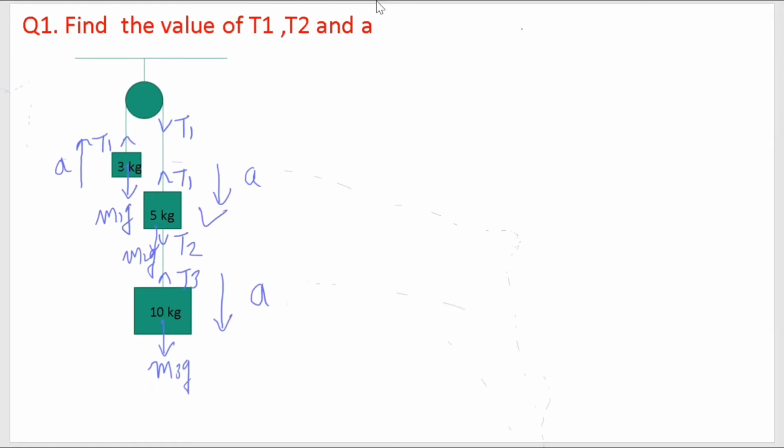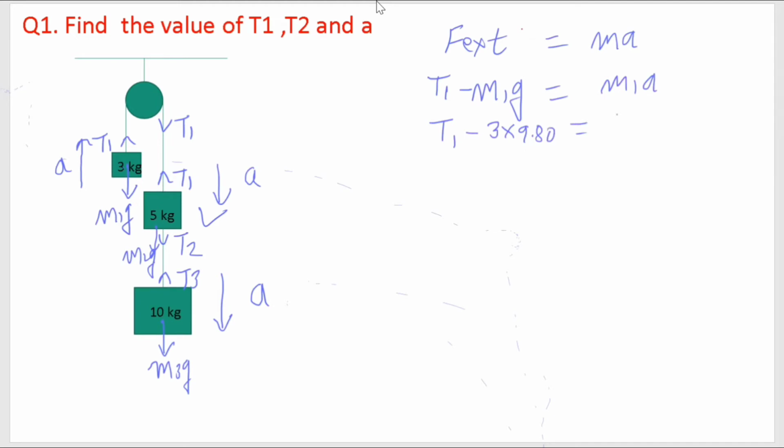because here the motion is constant motion. Now apply Newton's law of motion on the first mass. Newton's law of motion is F external equals ma. For the first block, T1 is in the upward direction, so T1 minus M1g, the gravitational force in the downward direction, equals M1a. So here T1 minus 3 into 9.8 equals 3a, where a is in the upward direction, so it is taken as positive.